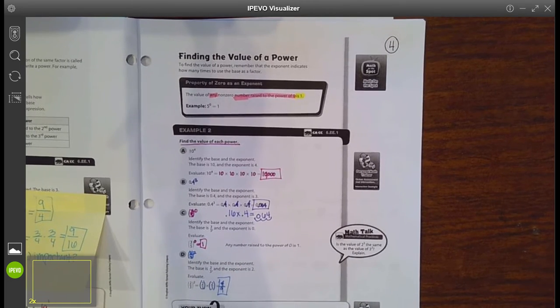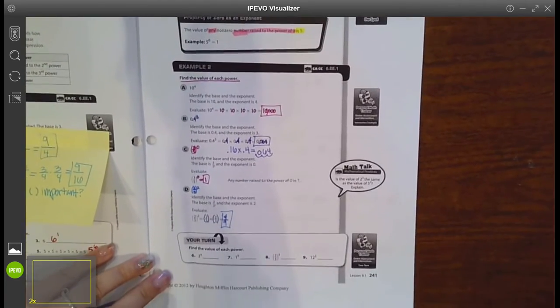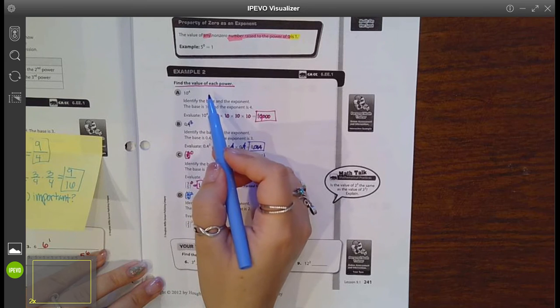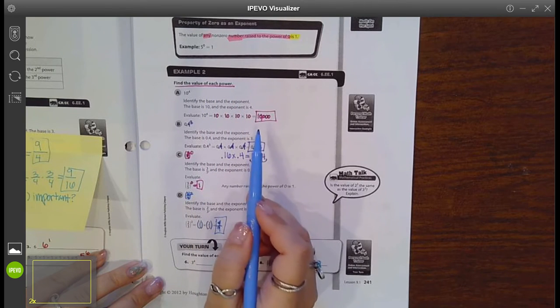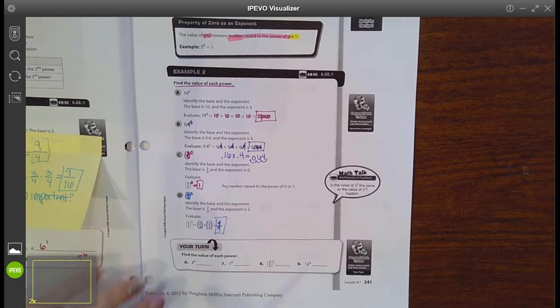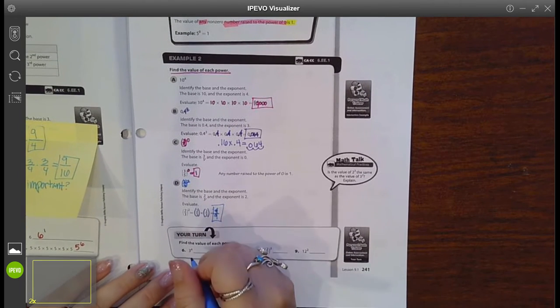Why don't you go ahead and try 6 through 9 on your own right now? If it said to find the value of the power, that means you're multiplying it out and finding the actual value of it. So go ahead and try to solve those. Okay, now you unpause the video and you're back with us.